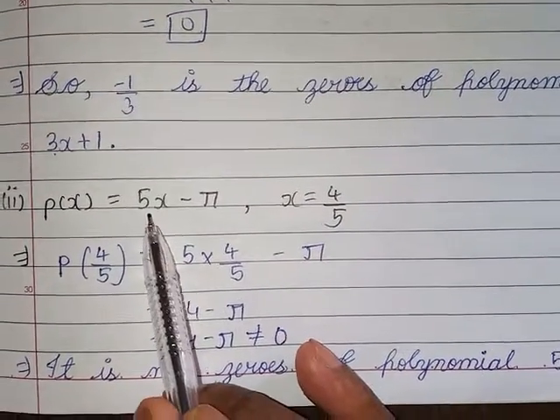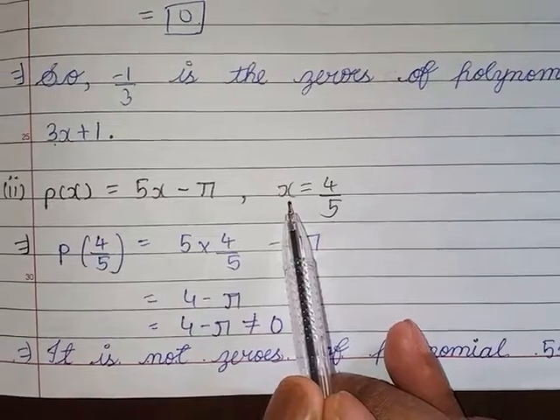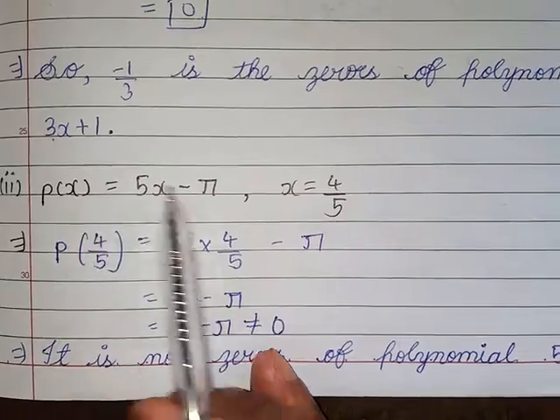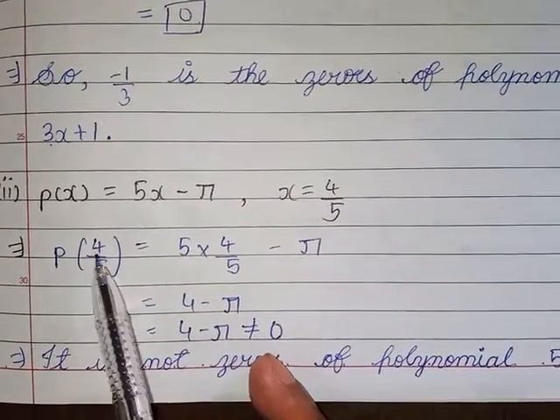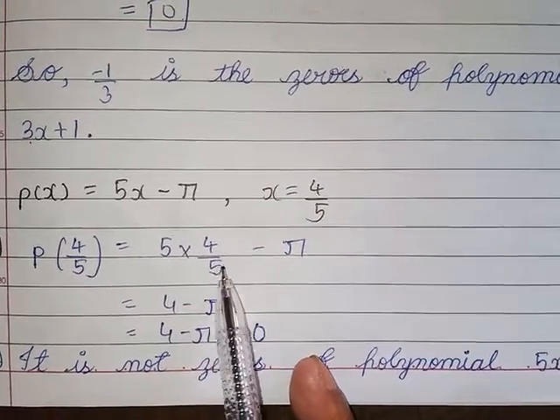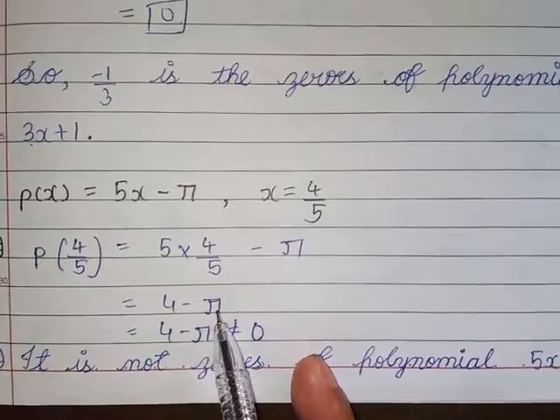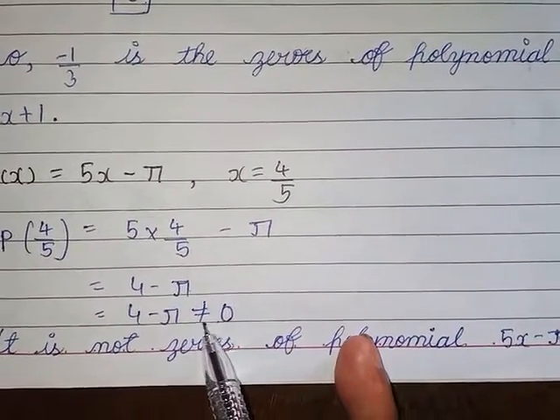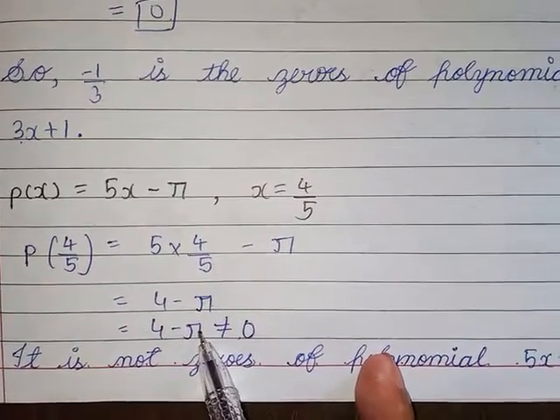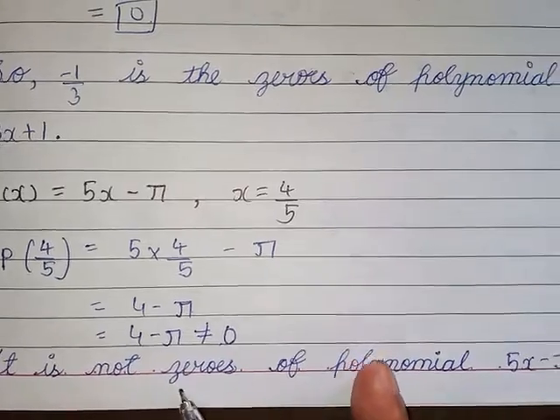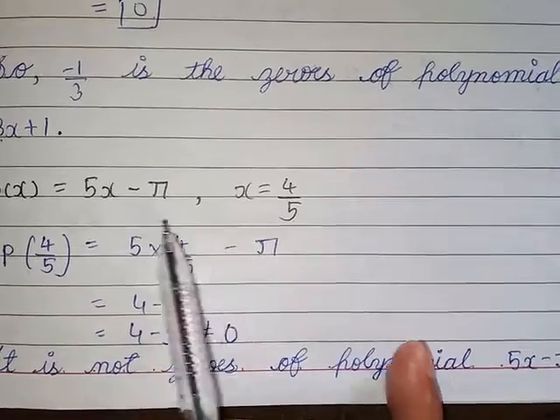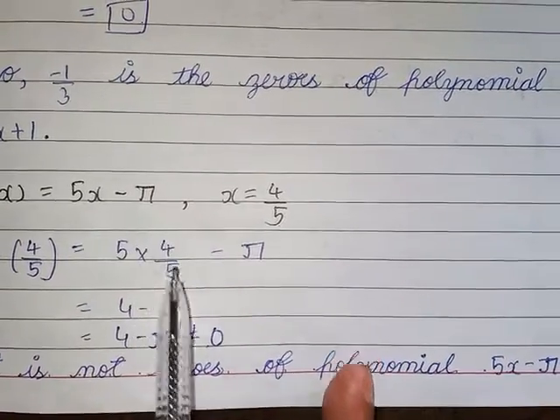P of x is equal to 5x minus pi. x is equal to 4 by 5. If you substitute and find out the value, P of 4 by 5 is equal to 5 into, in place of x, 4 by 5. So 5 and 5 cancel out, 4. 4 minus pi, which is never equal to 0. Why? Because pi is a constant number. Understand? So it will never become 0, and therefore 4 by 5 is not a zero of the given polynomial 5x minus pi.